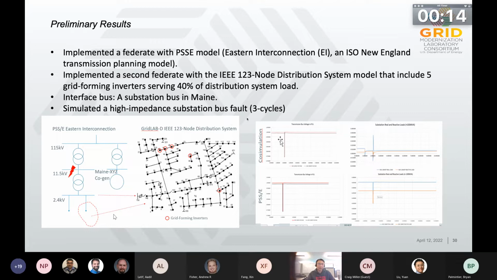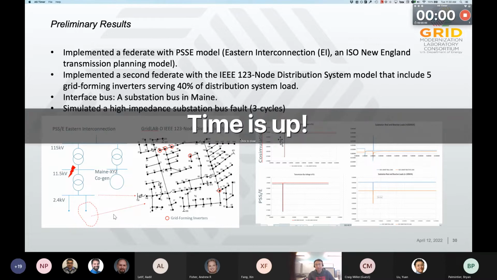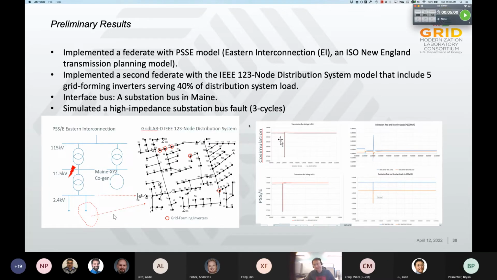And the secondary side of the transformer was 2.4 kV, which matches the 123-node distribution system model. So we did the co-simulation there, and we saw results as we expected. Time flies really quick, so let me just really speed up. So the results were as expected.